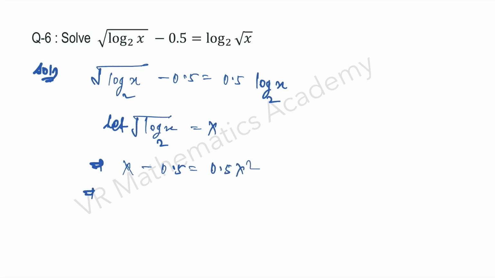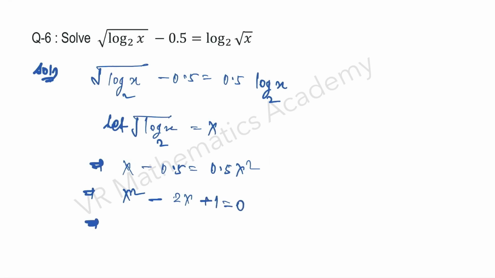Finally, this equation can be written as X square minus 2X plus 1 will be equal to 0.